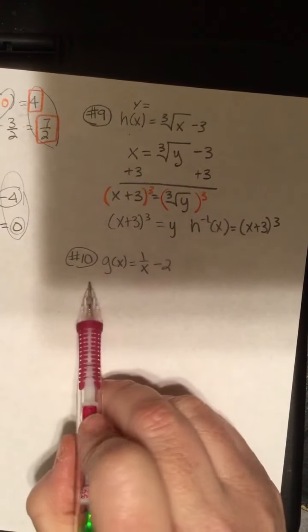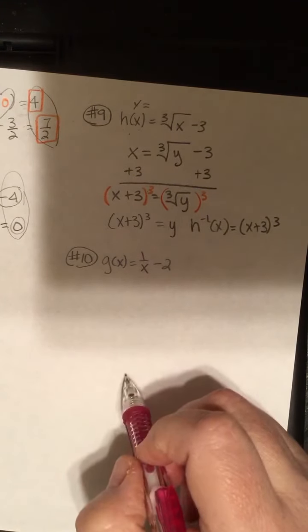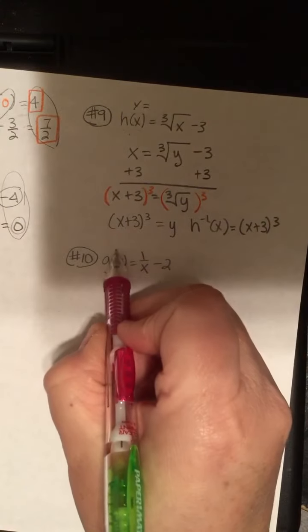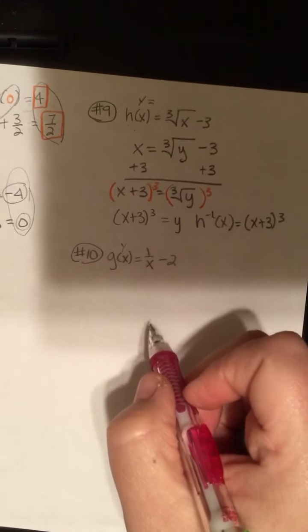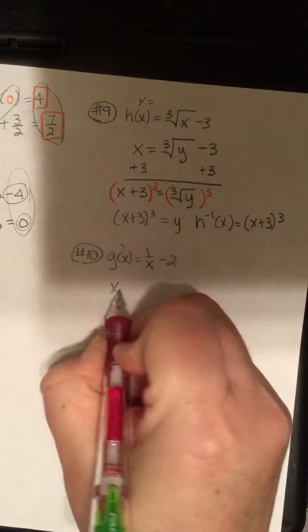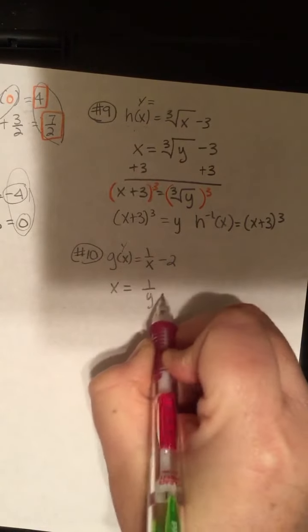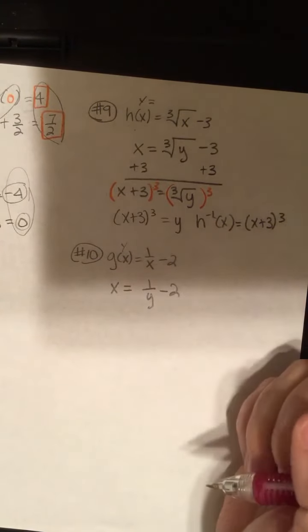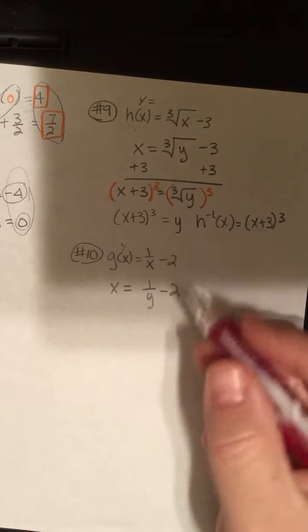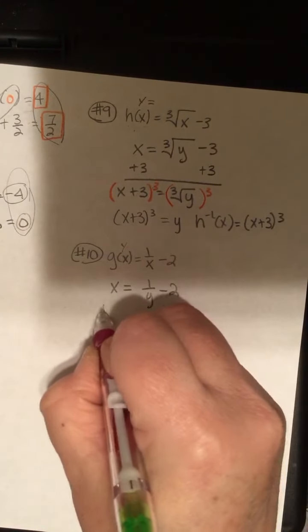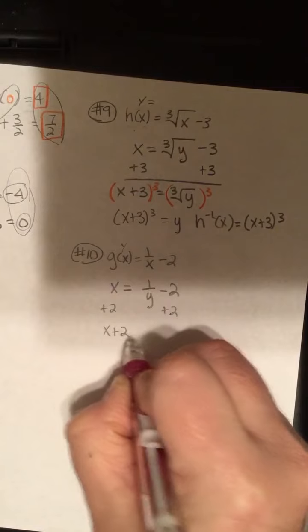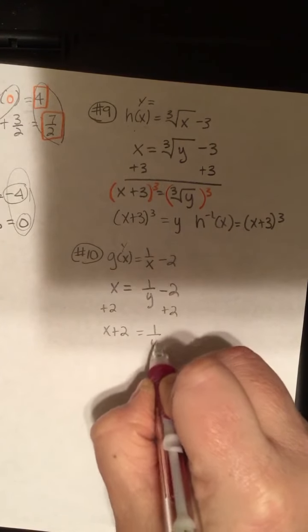Okay, let's do number 10 together as well. It's a fraction, so I know fractions get a little tricky. This is just a fancy y, so again, they're just going to swap. x equals 1 over y minus 2. So the first thing I'm going to do is add 2 to both sides. x plus 2 equals 1 over y.